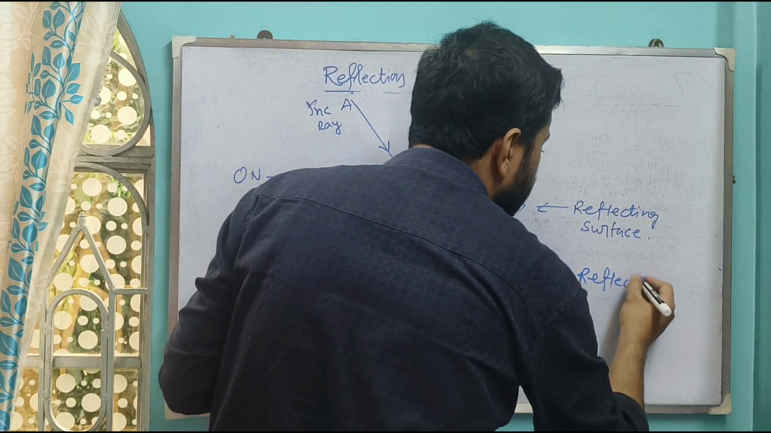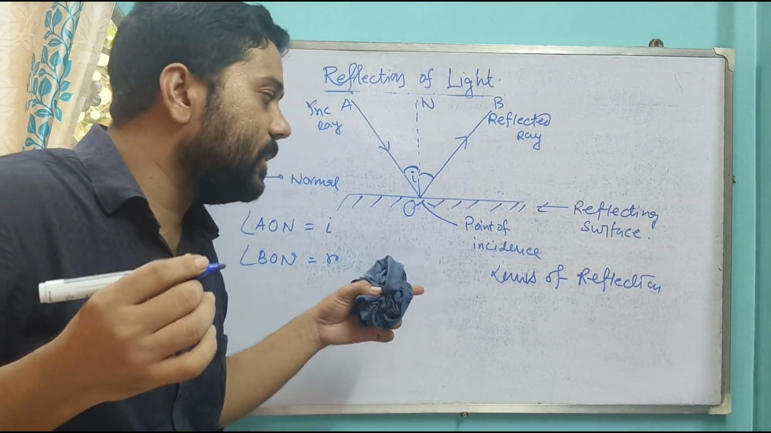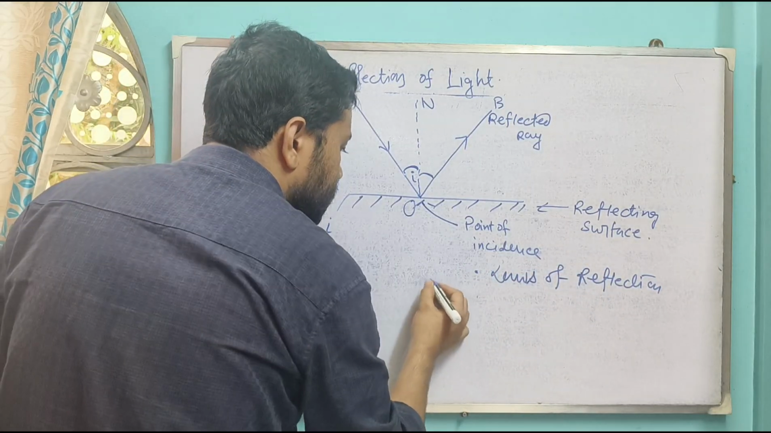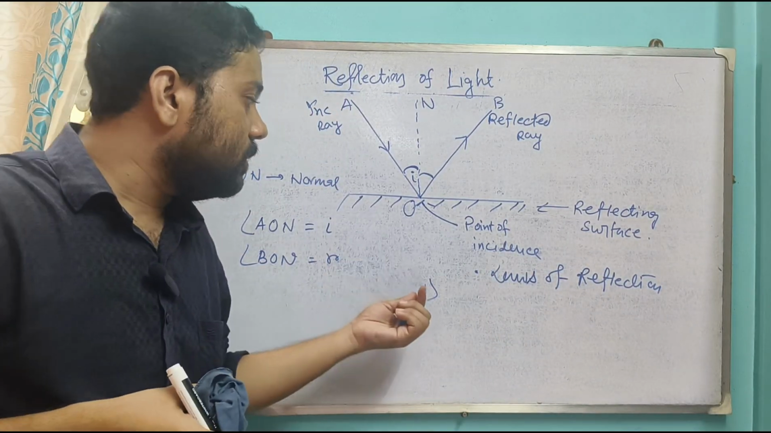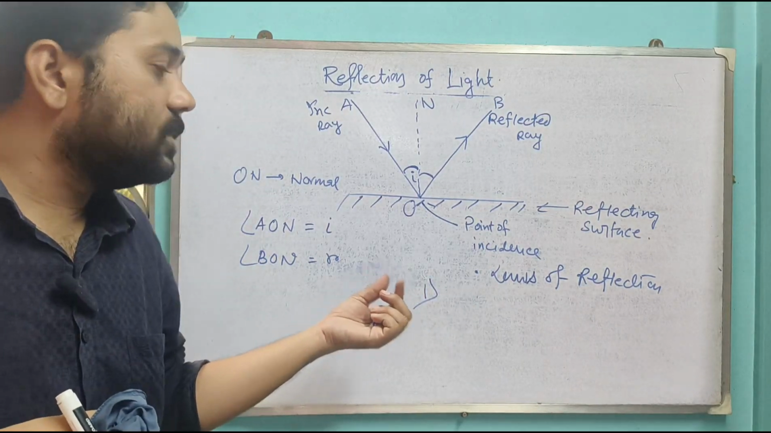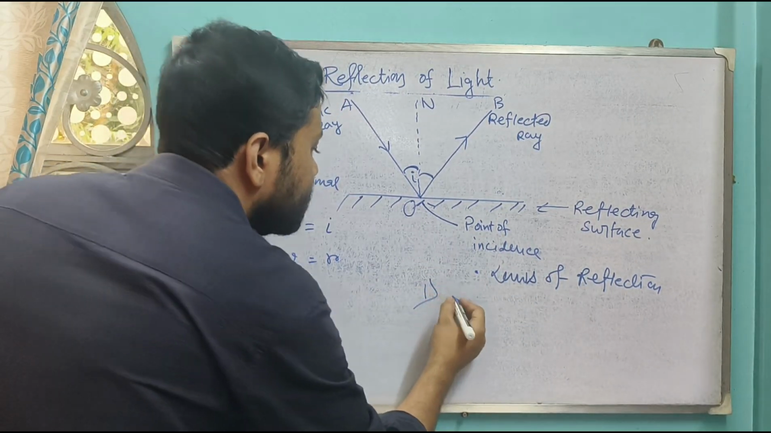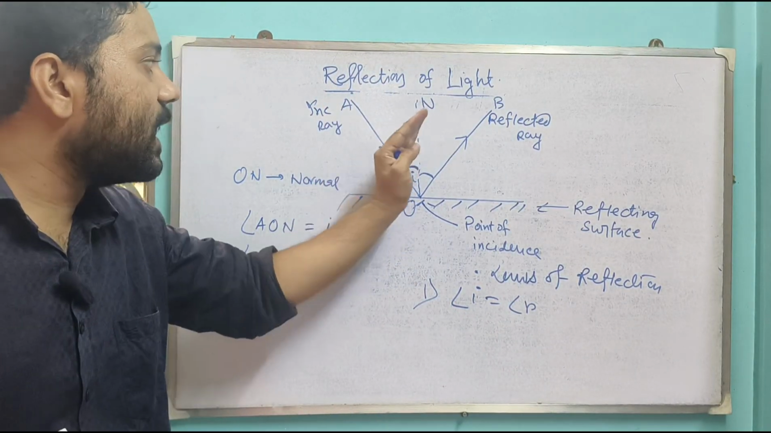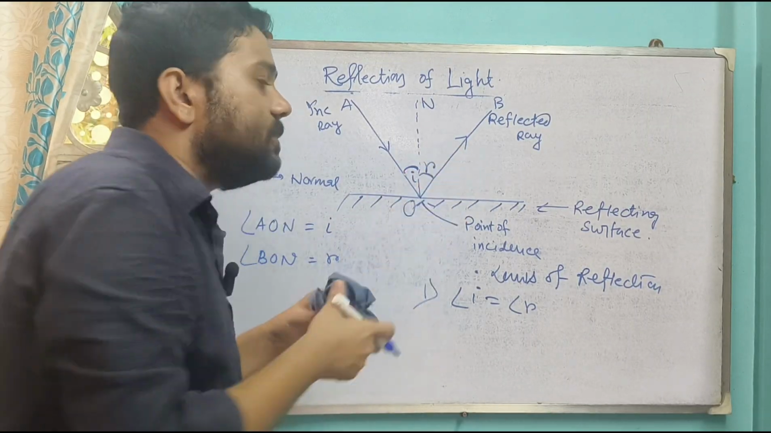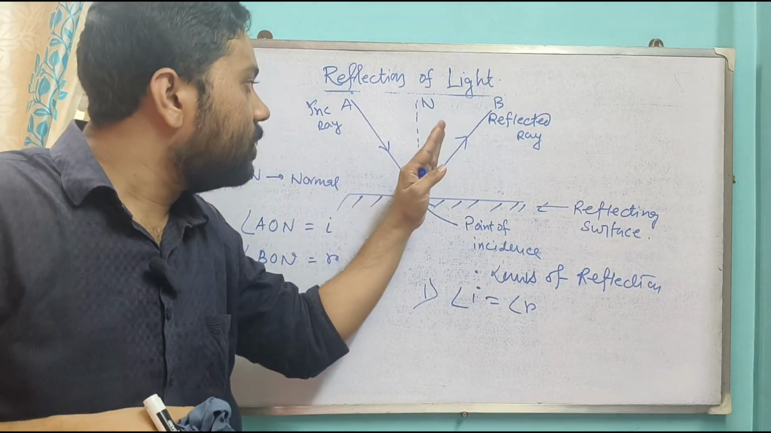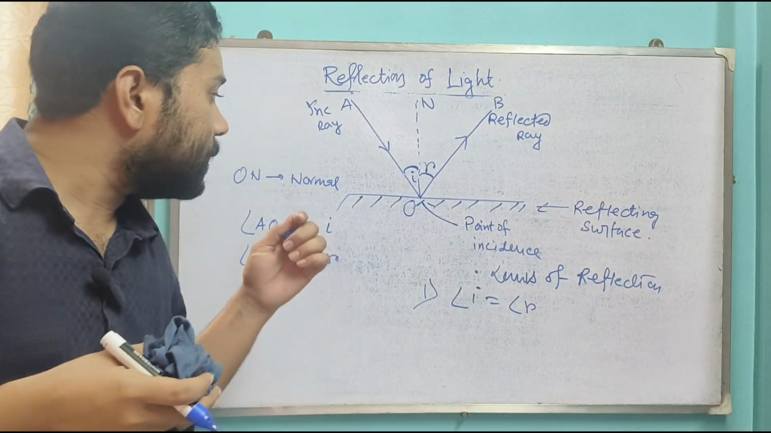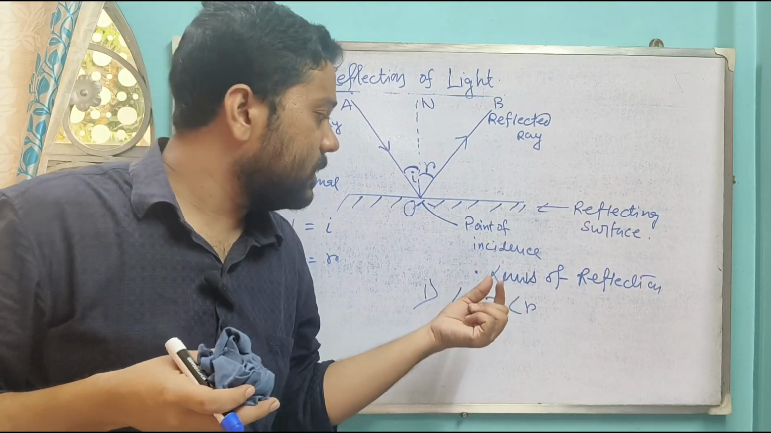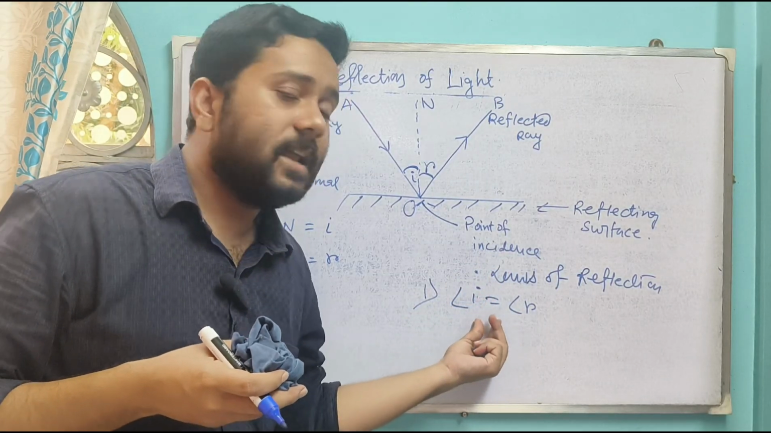When reflection occurs, it follows some rules, which are known as the laws of reflection. So what is the first law? According to the first law, the angle of incidence is always equal to the angle of reflection, that is, I equals R. It means if you increase the angle of incidence, the angle of reflection will increase. Similarly, if you decrease the angle of incidence, the angle of reflection will decrease. So this is the first law.